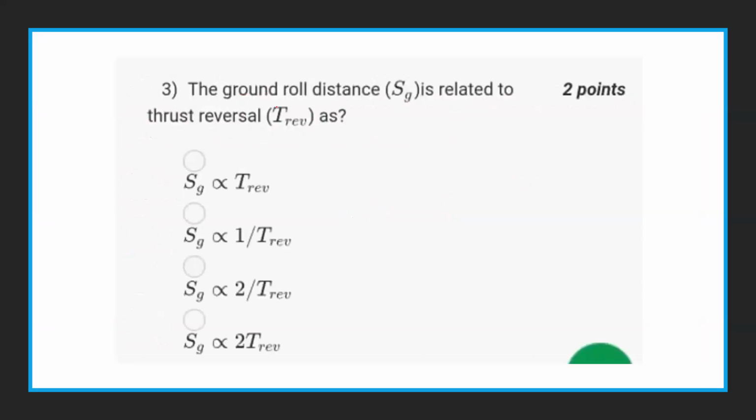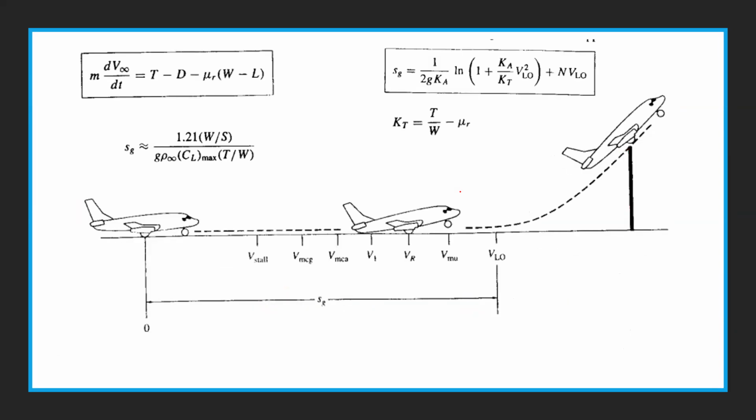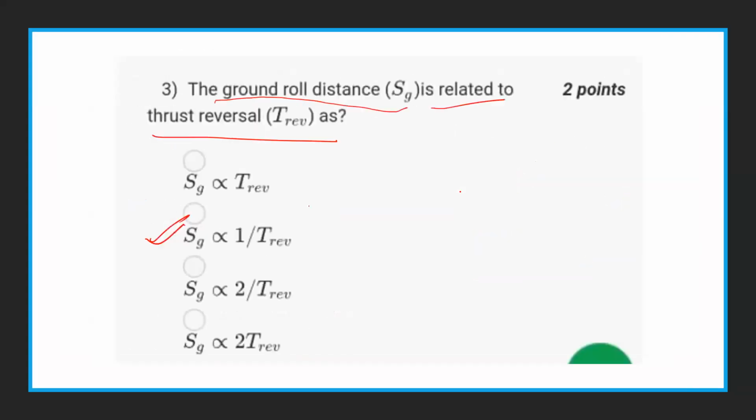How about 3? The ground roll distance. So now we have the technical term here. The ground roll distance is related to thrust reversal as 1 by thrust reversal. Why? Obviously, thrust reversal means the brakes are applied and the distance covered will be less.